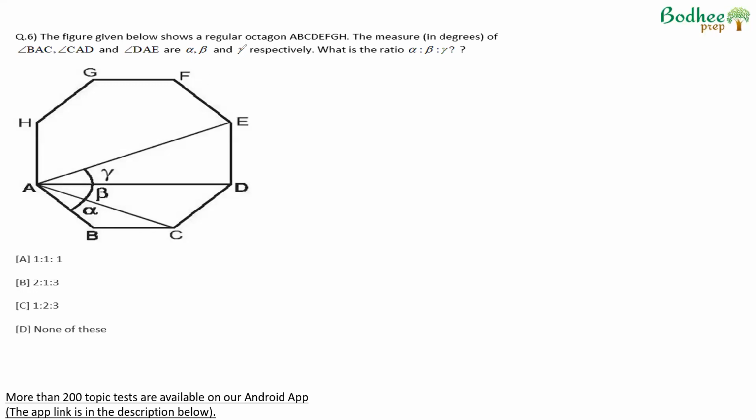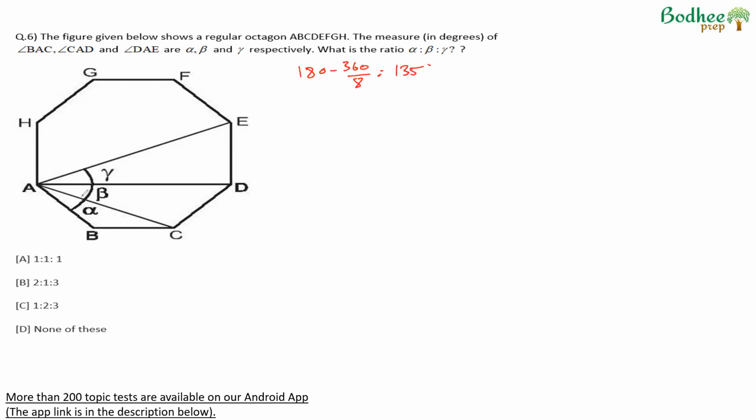The figure below shows a regular octagon. An octagon has interior angle 180 minus 360 by 8, which is 135 degrees. BAC is alpha, CAD is beta, DAE is gamma. We have to find the ratio of alpha, beta, gamma.